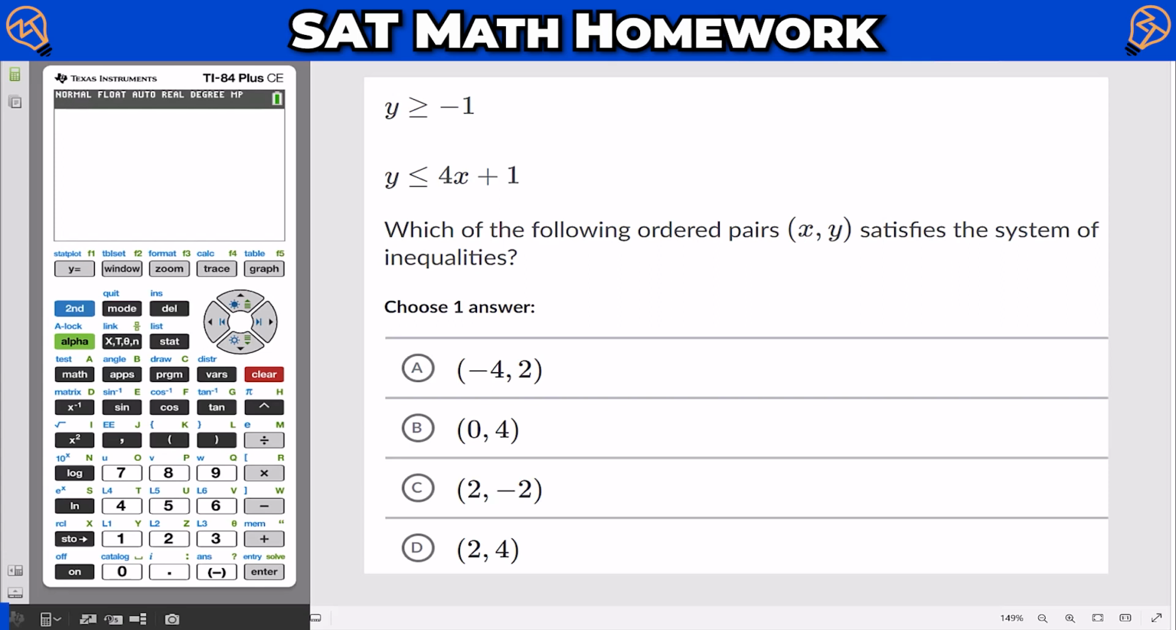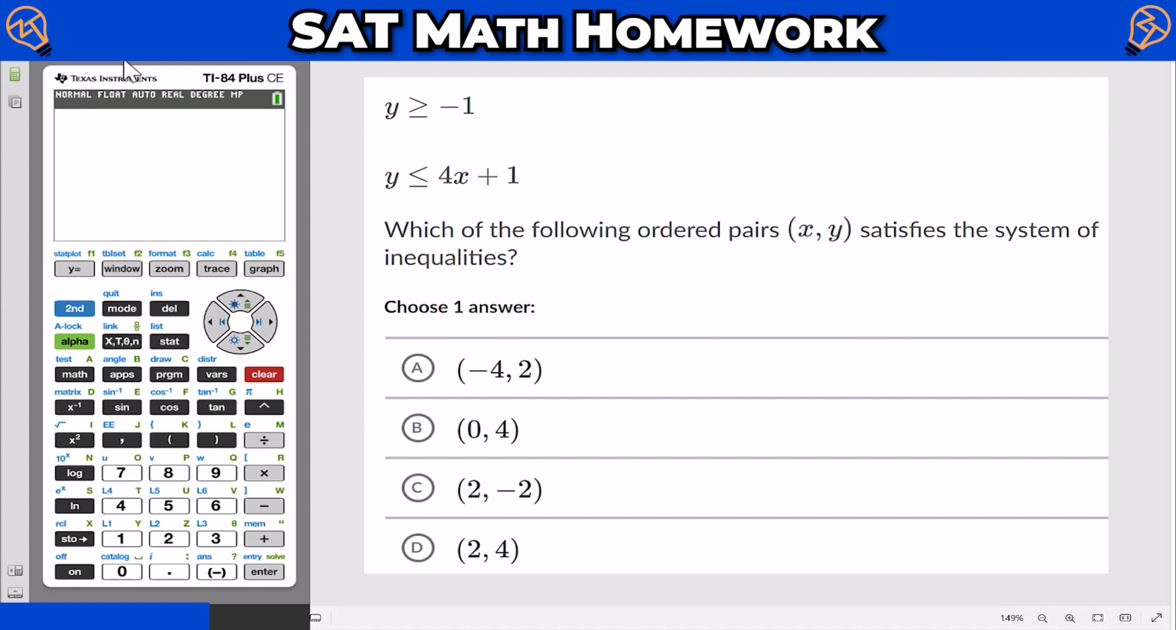Now, with a question like this, I wouldn't want to use solve systems because with a system of inequalities, it's not just about finding the point at which the two lines intersect, it's about finding where the shaded region is. So there's really basically infinitely many points that could be correct options as long as they're in that shaded region that represents the system of inequalities.